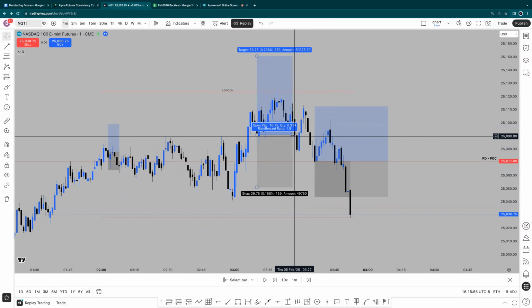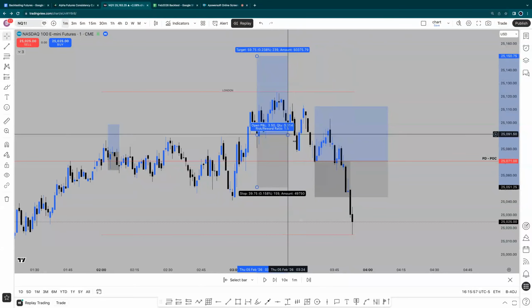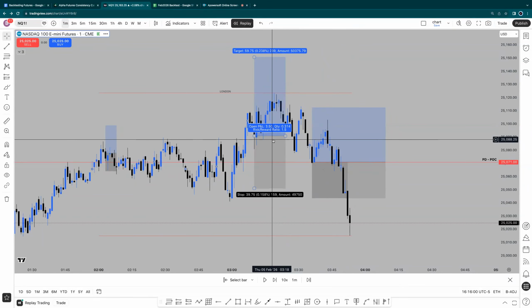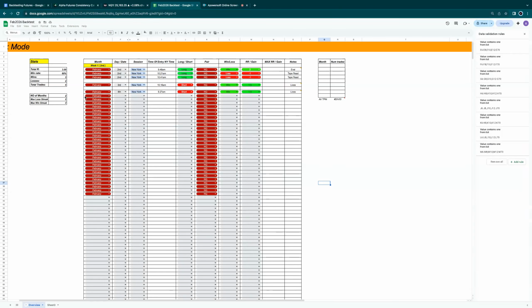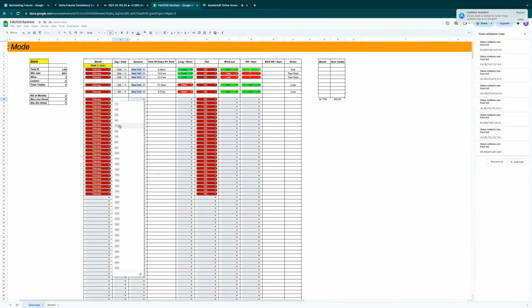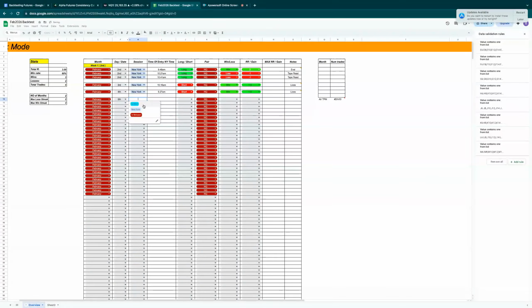So we've got stopped on the live and stopped on the tape read. Okay, so that's not ideal, but it's going to happen. Thursday, the 5th of Feb, London, 3:10 a.m. First loss. We were going long. It was a loss. It was minus 1%. Yes, minus 1%. Just wanted to make sure that was actually working.